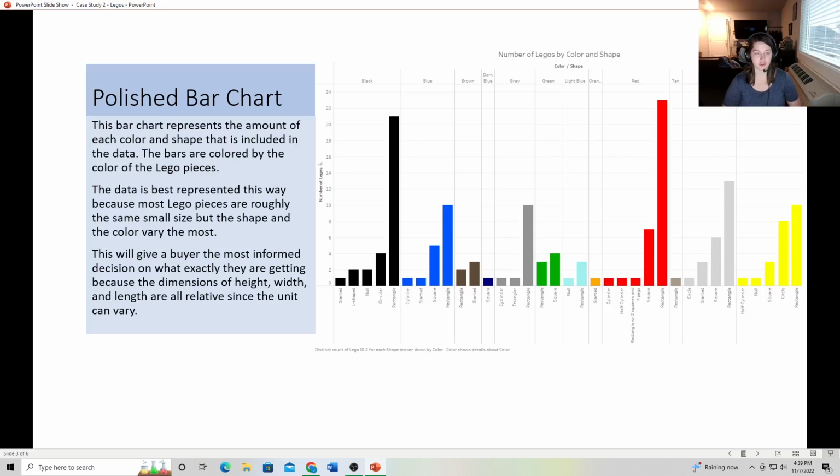I did not choose to include height, width, or length on these since the unit of size could be relative. In our data, we used units, which was not a specific measurement that is universal to anybody. We just kind of said, okay, this is the smallest piece we have height-wise, length-wise, and we multiplied off of that to get the height, width, and length. So the solid data that we had was color and shape, and my chart displays that.